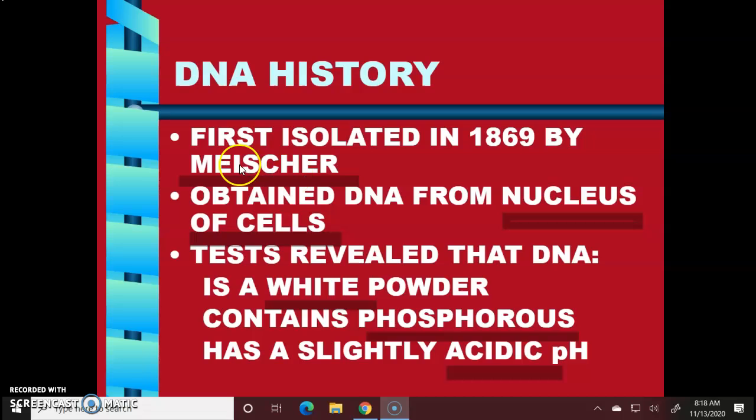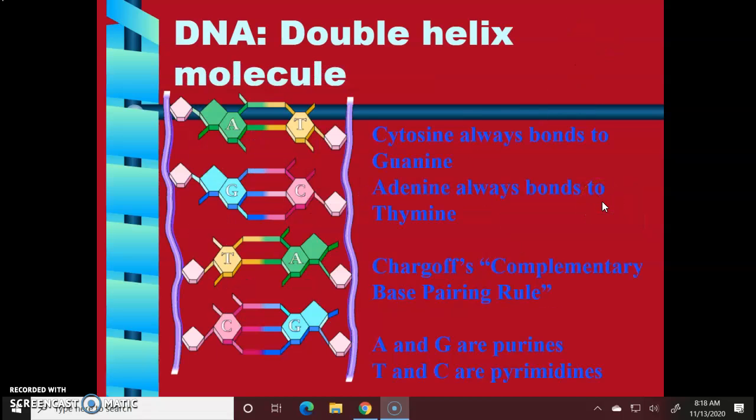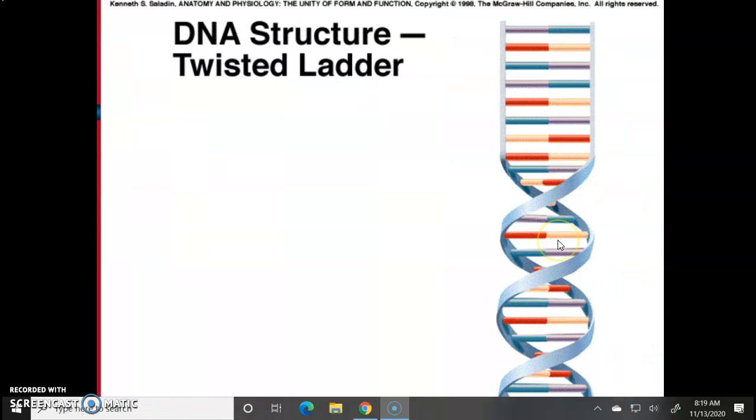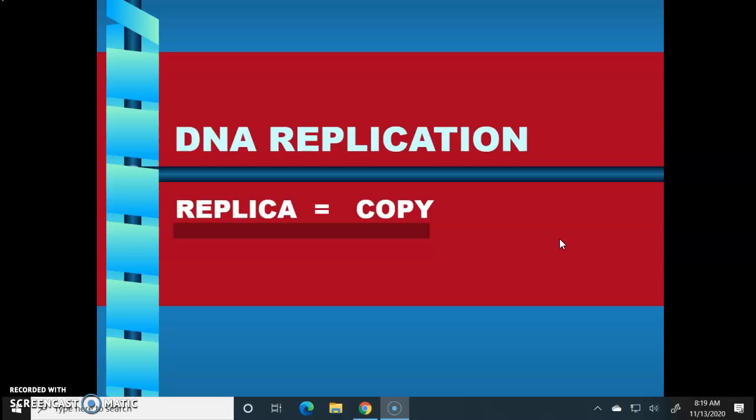He actually obtained it. It was a white powder, and it contained phosphorus. And it had a slightly acidic pH, which makes sense. Deoxyribonucleic acid. Okay. Now, our current model of DNA, I don't have a slide for this one, was determined by Watson, W-A-T-S-O-N, and Crick, C-R-I-C-K, in the 1950s. That's number 14.